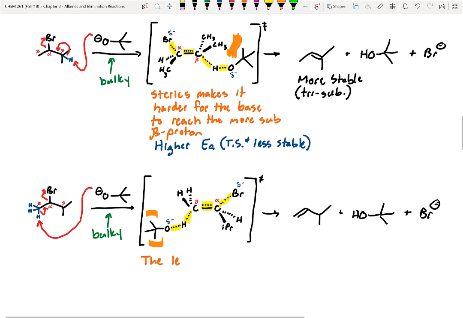So we would say the less substituted beta proton is more accessible. This leads to a lower activation energy for this reaction because that transition state is more stable.